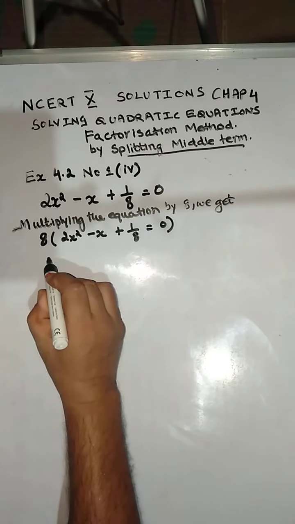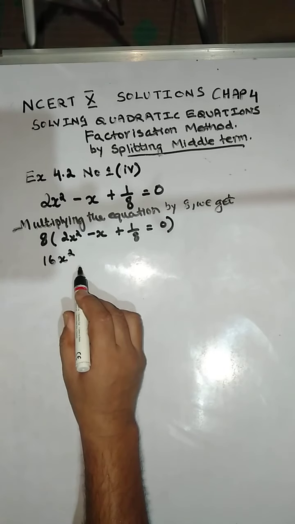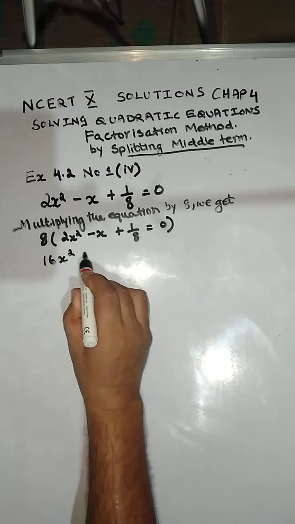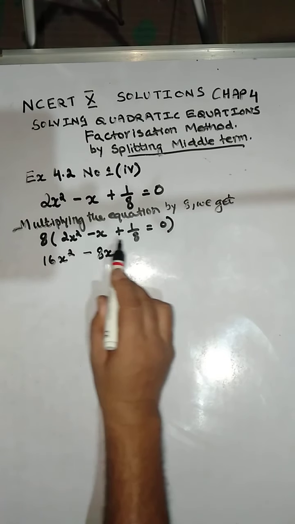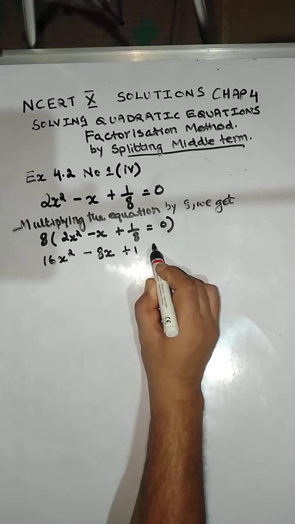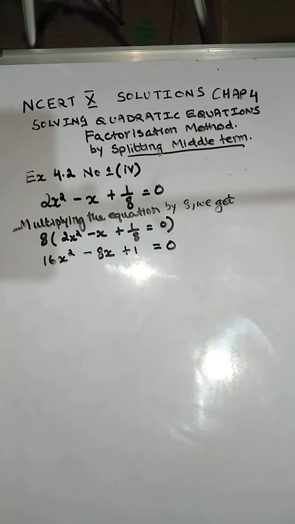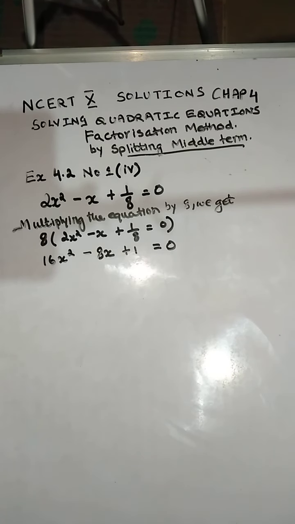So you'll get 16x squared, 8 into 2 is 16x squared, plus into minus is minus, 8 into x is 8x, then 8 and this 8 will cancel, so you have here plus 1 is equal to 0. So now you have a new quadratic equation, which is after removing the denominator.